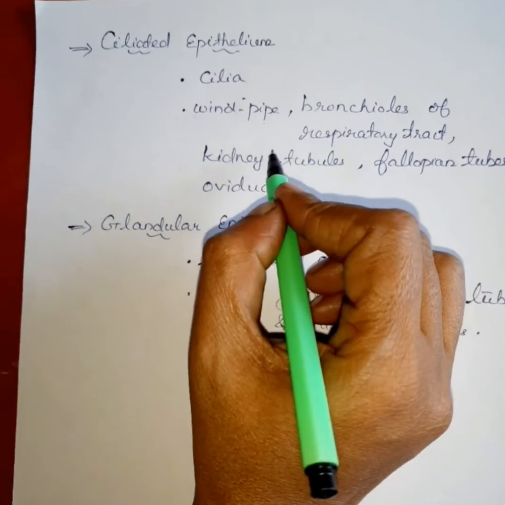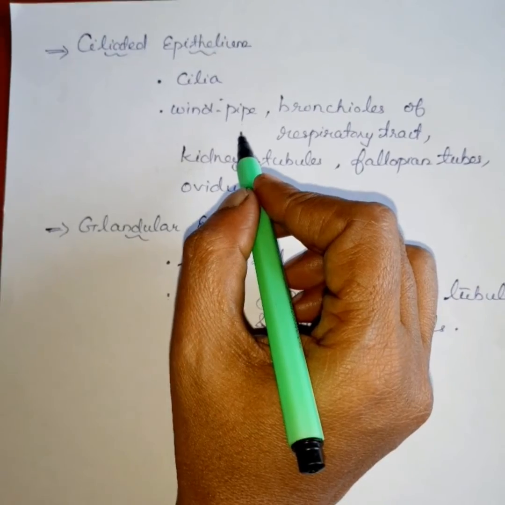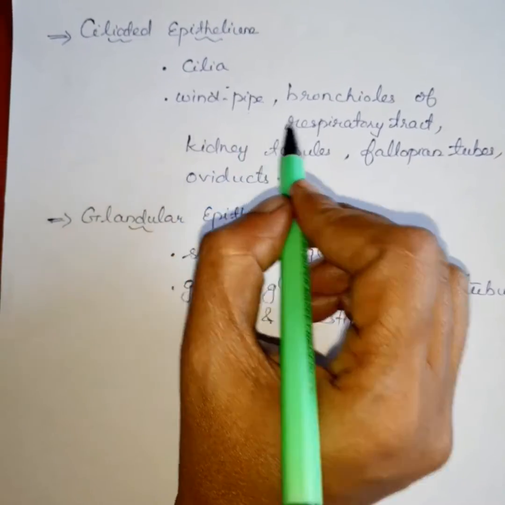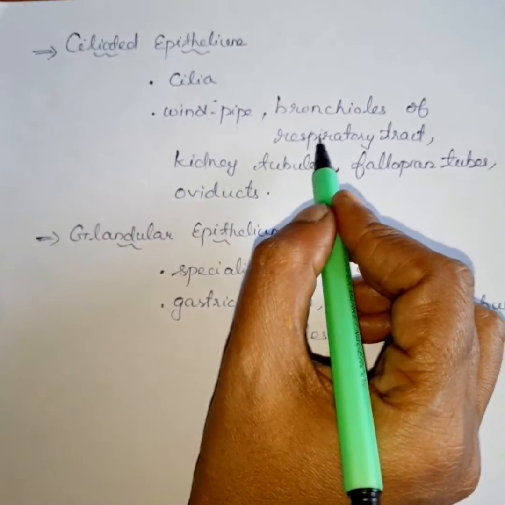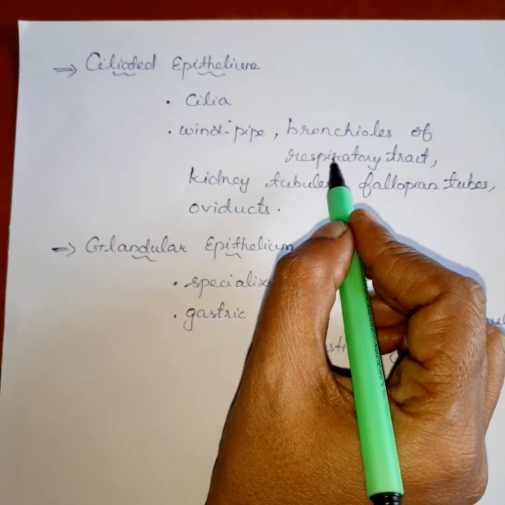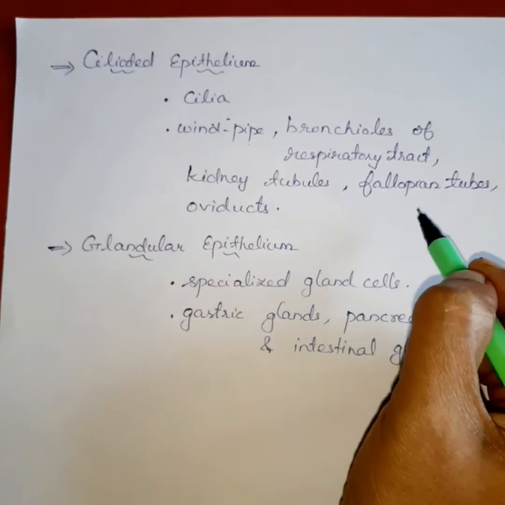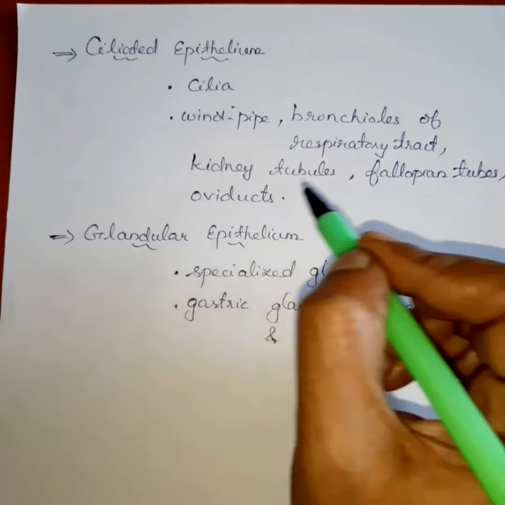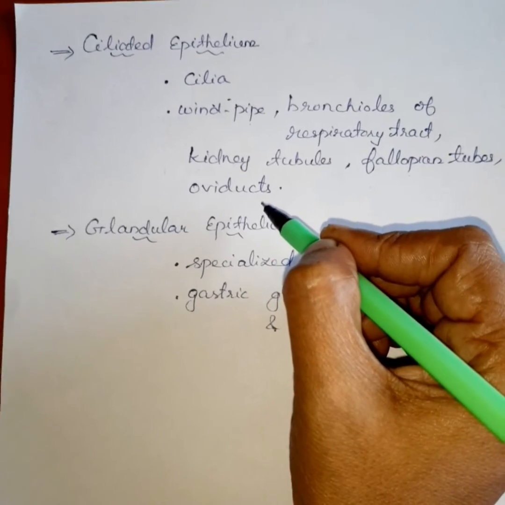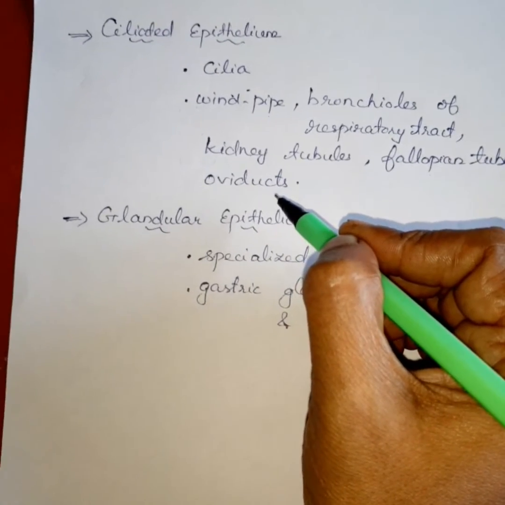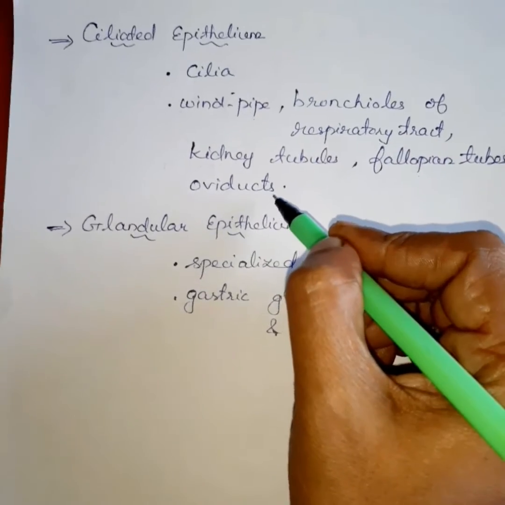It's moving in a particular direction. It is seen in the windpipe and respiratory tract, kidney tubules, fallopian tubes and oviducts. Okay, oviducts. Here the tubes are attached to the ovaries.